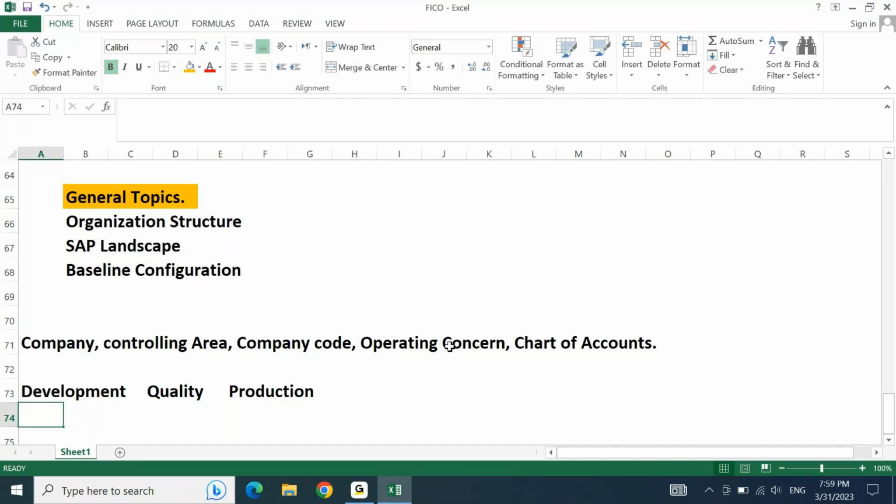In real time, they provide a document for configuration. One point, correct. Another point? Your point is correct. Configuration is always standard and they never ask for standard. If it is standard, then we are not a consultant. We are just a data entry operator then. Valid. Next.